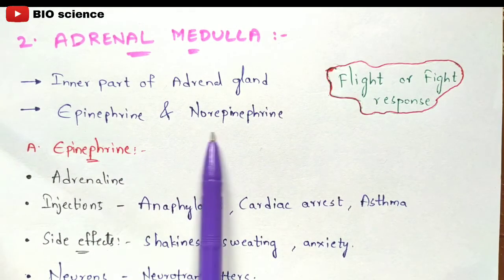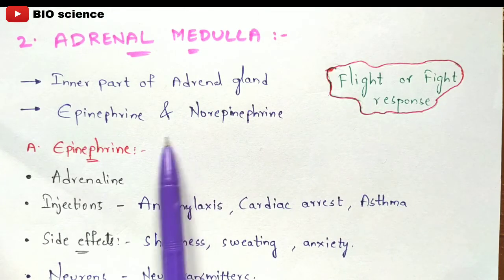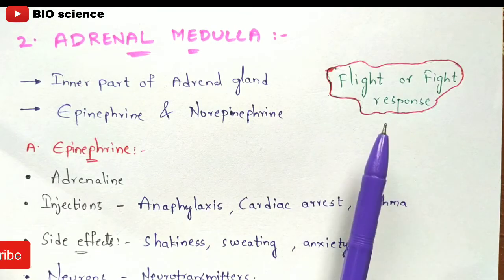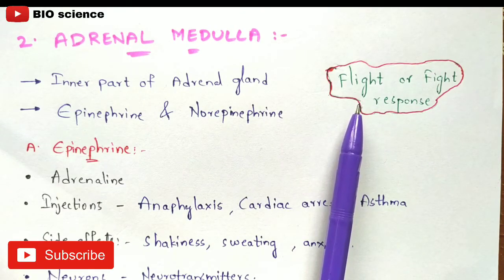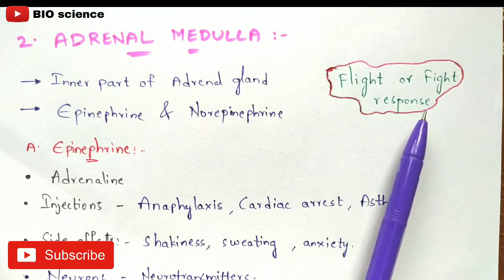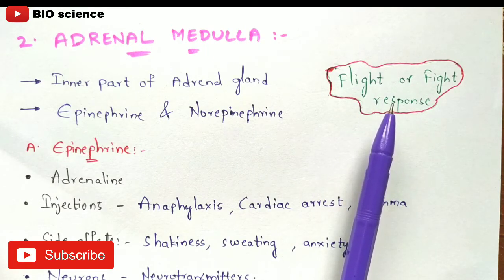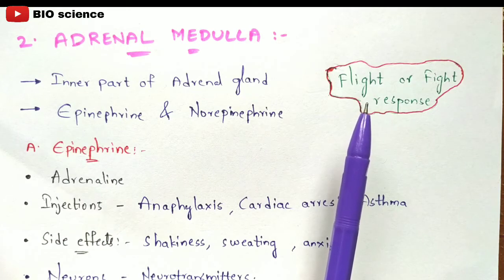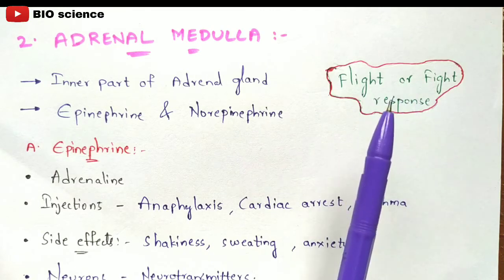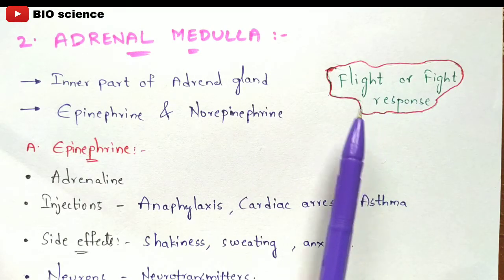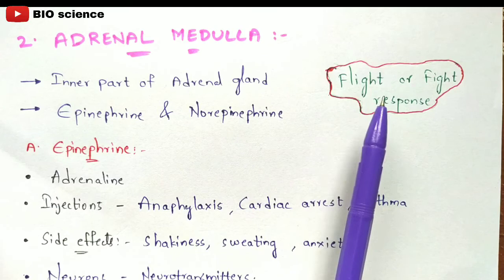And this epinephrine and norepinephrine perform a similar function. So what is that function? It is called the fight or flight response. Flight is nothing but to escape. Fight is nothing but to defend, right? So I am going to give you one best example about this response. For example, if you see a snake, then what will happen? Then you will prove yourself, either you have to fight with it or you have to escape from that snake. So that is called the flight or fight response.